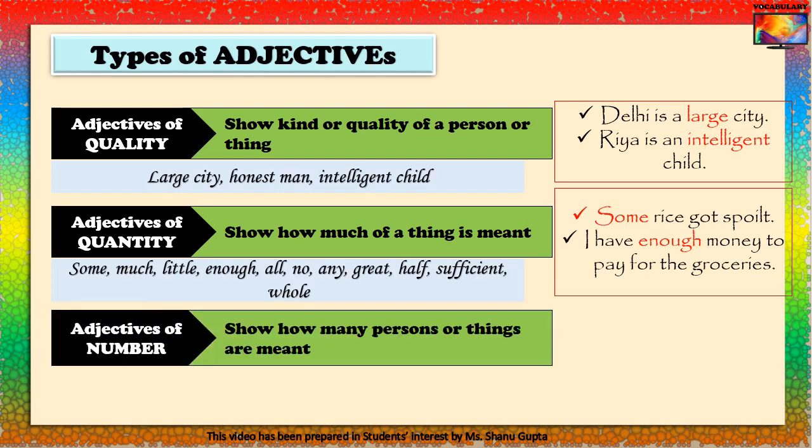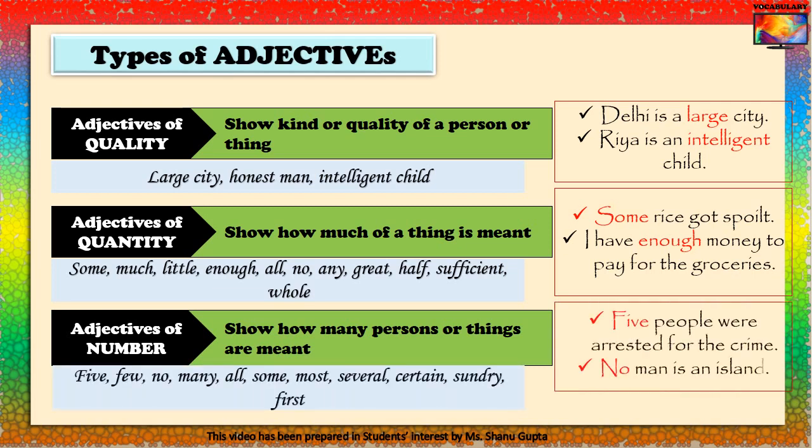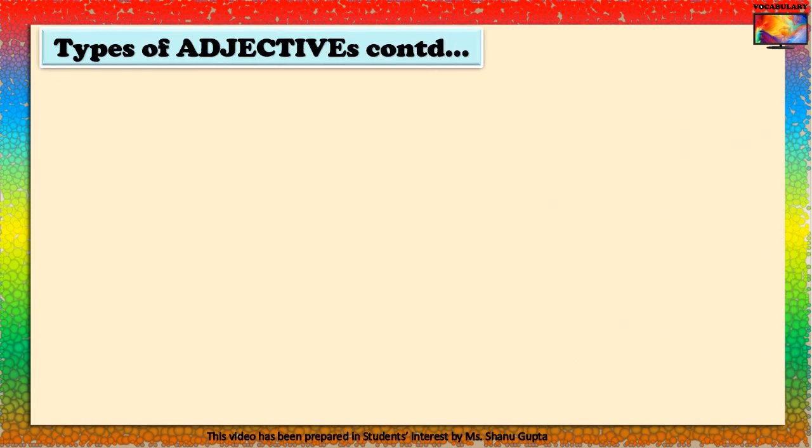An adjective can also show how many persons or things are meant. Like the question, how many people were arrested for the crime, is answered by the adjective 5. And the popular saying, no man is an island, again answers the question, how many men, through the adjective no.